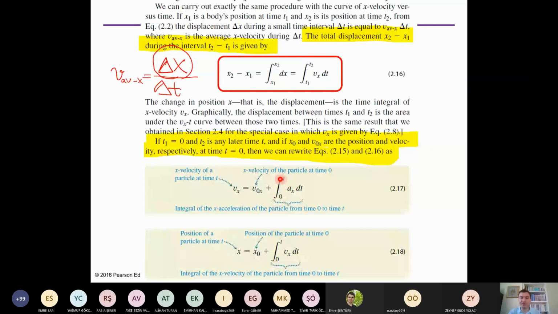So we have two equations for the velocity and position if the acceleration is non-constant. If the acceleration is constant, you can use four equations which we have discussed at the beginning of this lecture. But if the acceleration is non-constant, then you have to use these equations for the position and velocity of the particle.